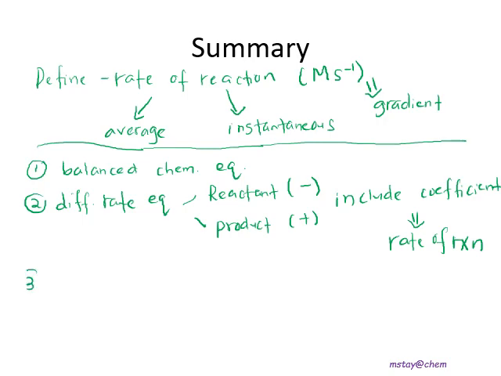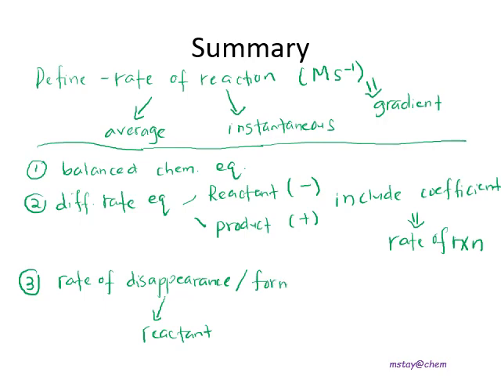Then the third part you need to understand is the rate of disappearance. When you see the word disappear, we know it is getting less, so the substance is a reactant. If the question asks about rate of formation, then what is formed? A product is formed. So the substance refers to the product, without the coefficient.